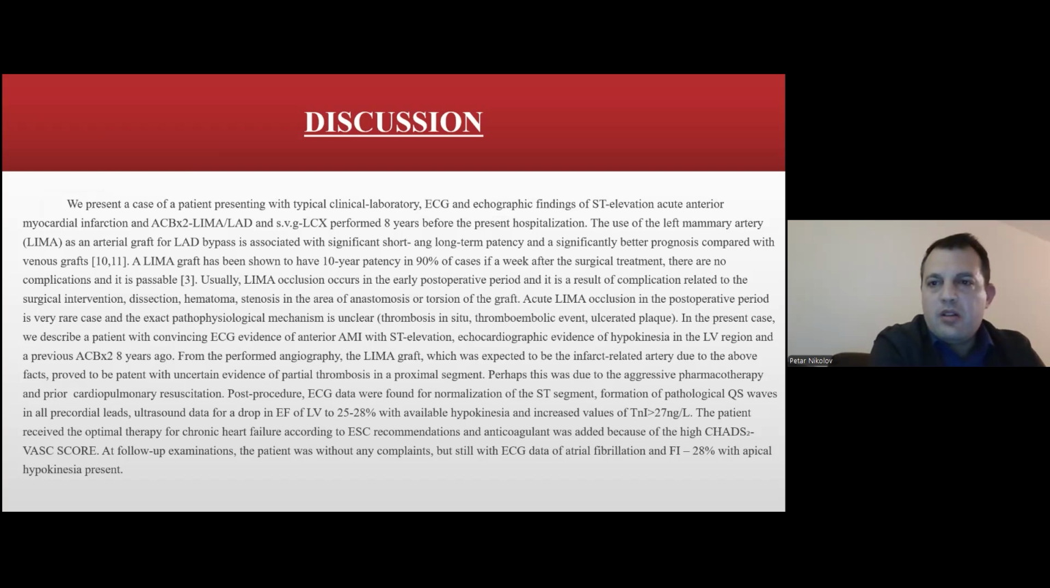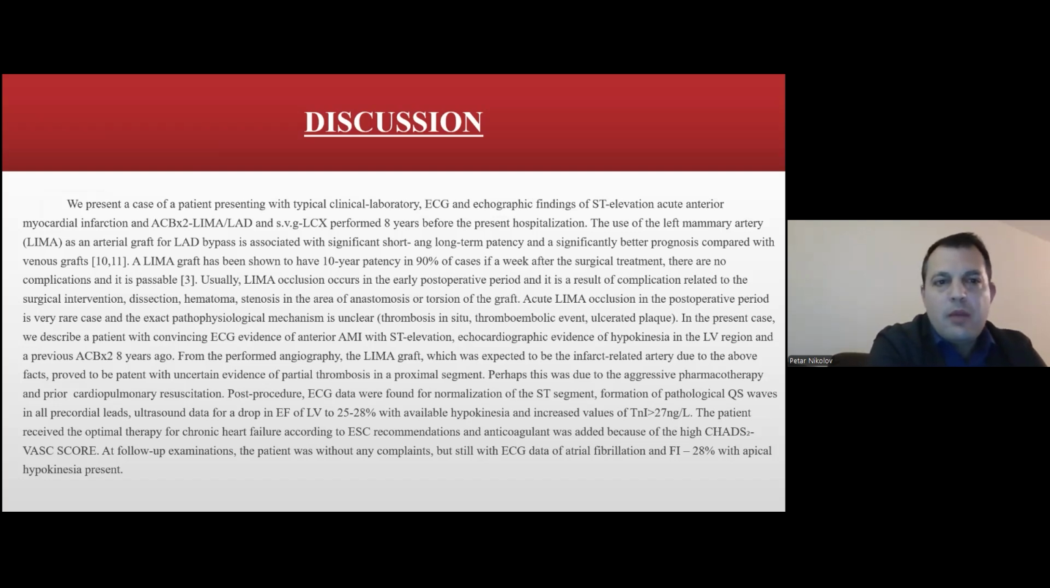If a week after the surgical treatment there are no complications, it is patent. Usually, LIMA occlusion occurs in the early postoperative period and it is a result of complication related to the surgical intervention: dissection, hematoma, stenosis. LIMA occlusion in the late postoperative period is a very rare case and the exact pathophysiological mechanism is unclear. Thrombosis in situ, thromboembolic events, ulcerated plaque.